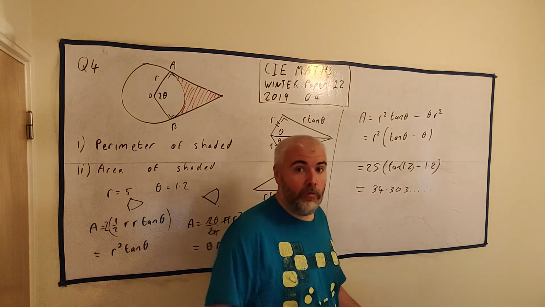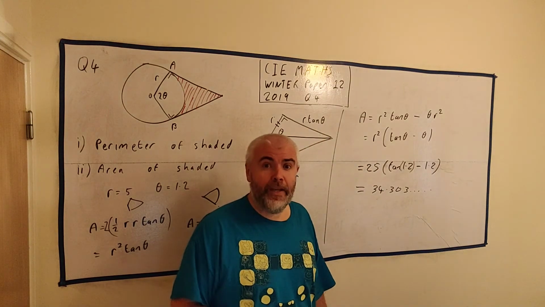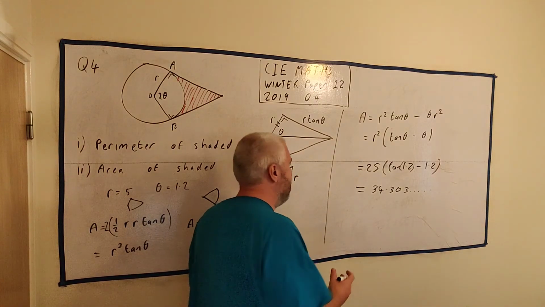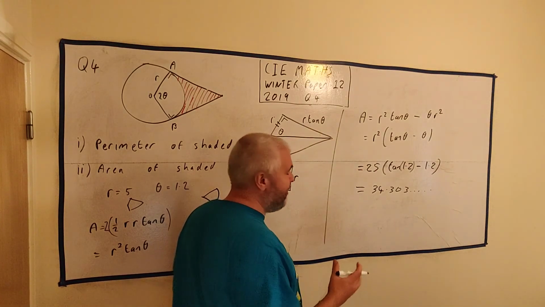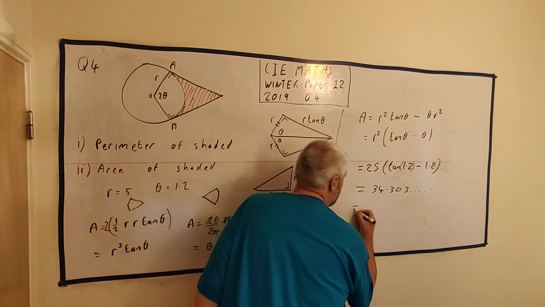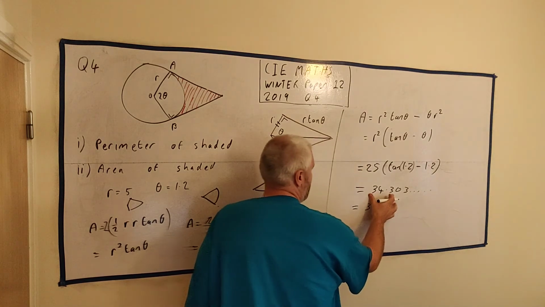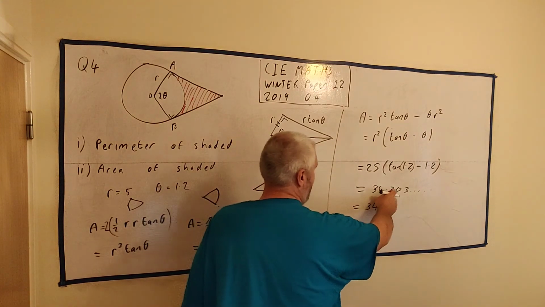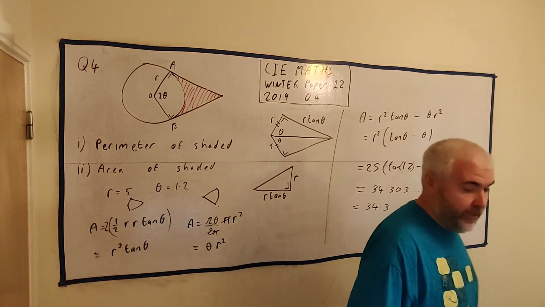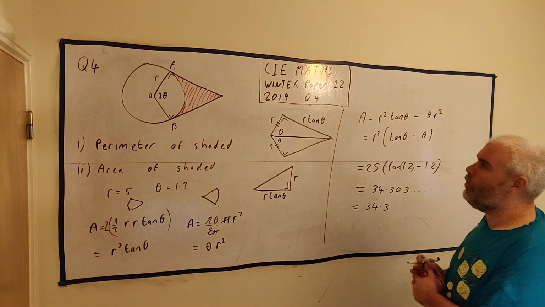Now it doesn't tell you how many decimal places to use, but you need to remember in the CIE exams, if they don't ask you anything different, they always expect 3 significant figures. So that's 34.3. They'd be the 3 significant figures, and it's closest to 3, this one. So that's your final answer for the area there, 34.3. Yeah, I think that's both questions answered.